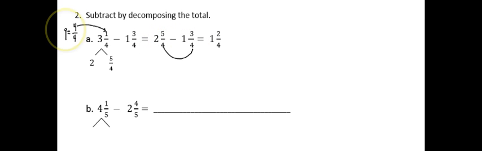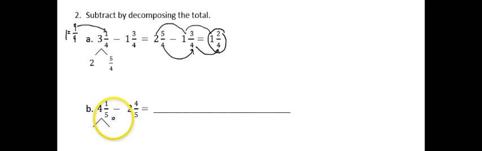I can start by subtracting my fractions. 5/4 minus 3/4 is 2/4, and then subtract my whole numbers. 2 minus 1 is 1, and that's how I get a final answer of 1 2/4. So look at another problem. Here we have 4 1/5 minus 2 4/5. Again, if I want to subtract those fractions, I need to decompose my first number.